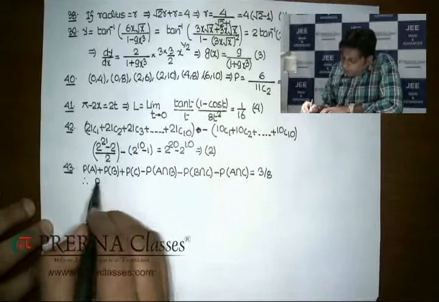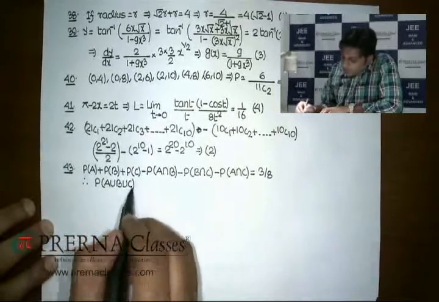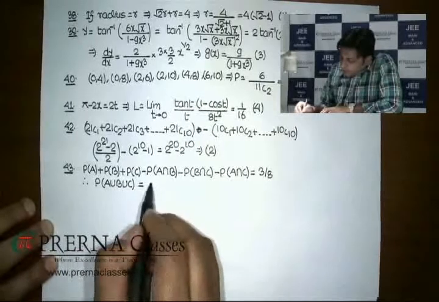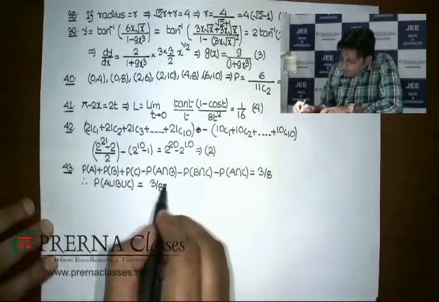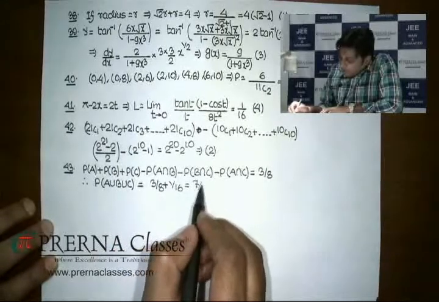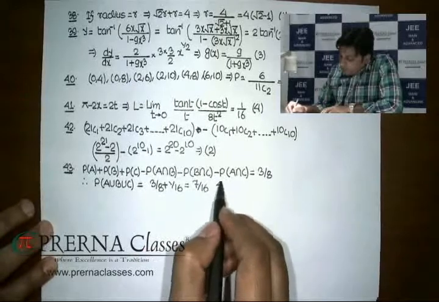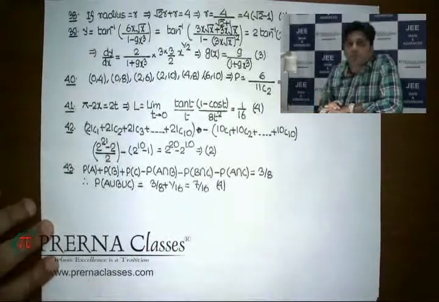Therefore, the probability of occurrence of at least one of the events is going to match 3 by 8 plus 1 by 16, which is equivalent to 7 by 16. Therefore, option 4 is the correct answer for this question.